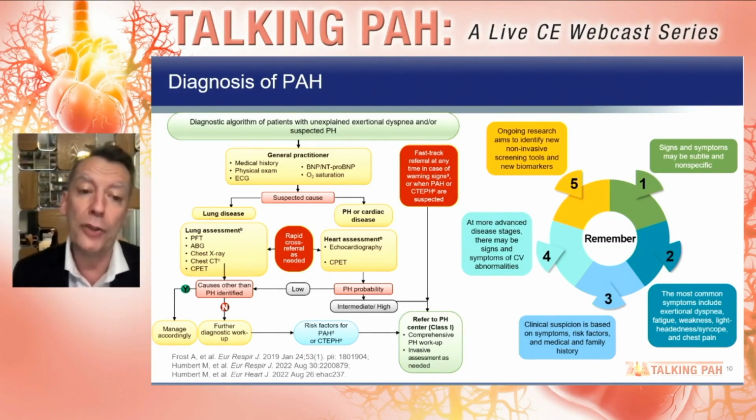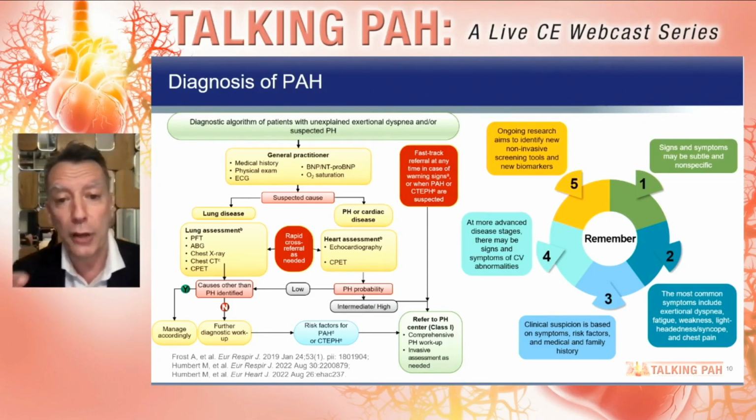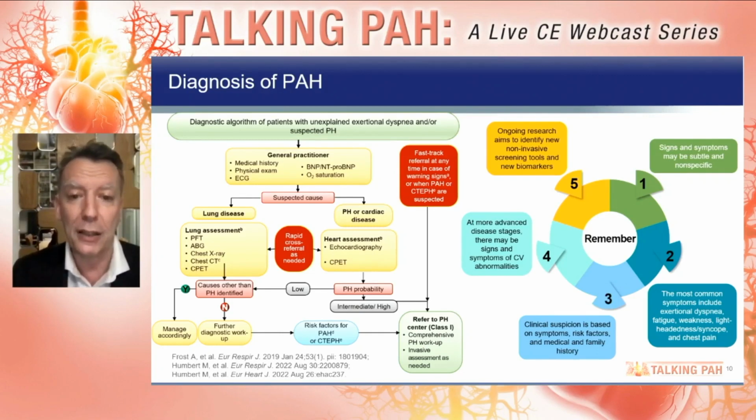But maybe this will not be clear, and maybe pulmonary hypertension will be plausible. And based on echocardiography and clinical finding, there will be an establishment of a pulmonary hypertension probability. And if the pulmonary hypertension probability is intermediate or high, the patient will have to be referred to a pulmonary hypertension center. Of course, in red, you can have fast-track referral at any time to an expert center if there are warning signs or when PAH or CTEPH are suspected.